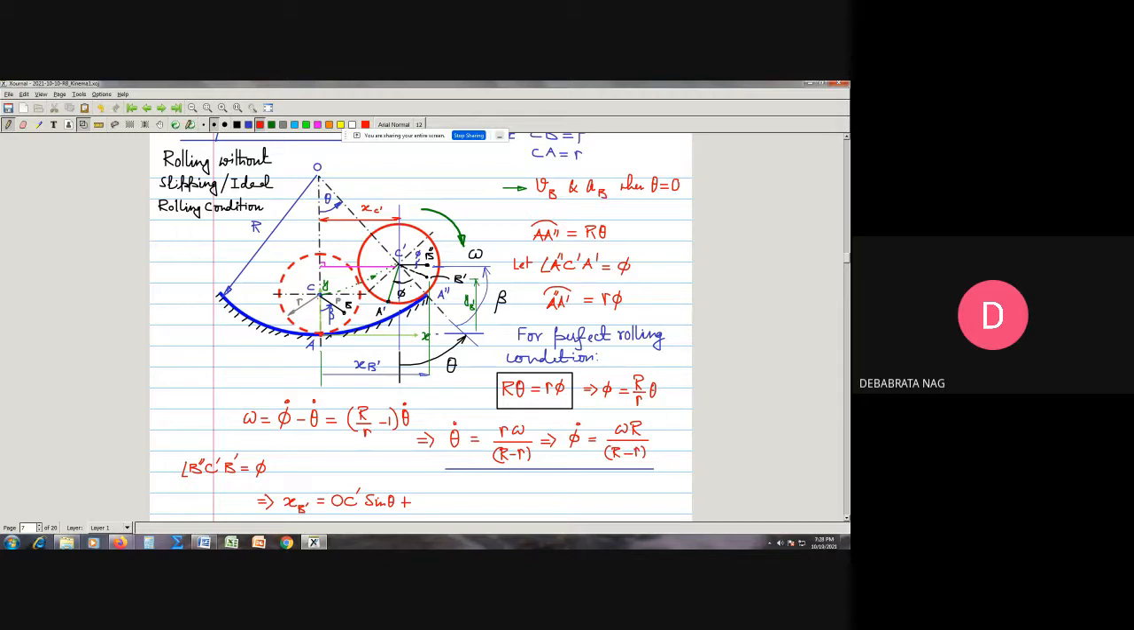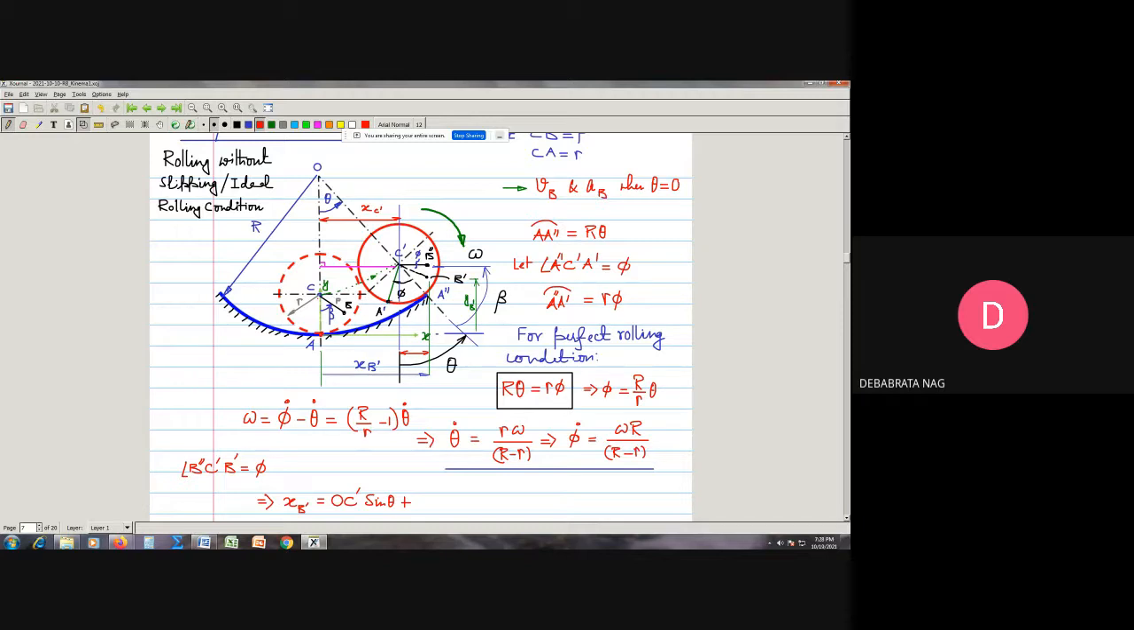So how much do we need to go further? We need to go further by this much distance. So how much will that be? Obviously we then need to find out the angle made by this C dash B dash line with respect to this reference line. That we need to do in a very step-by-step manner.